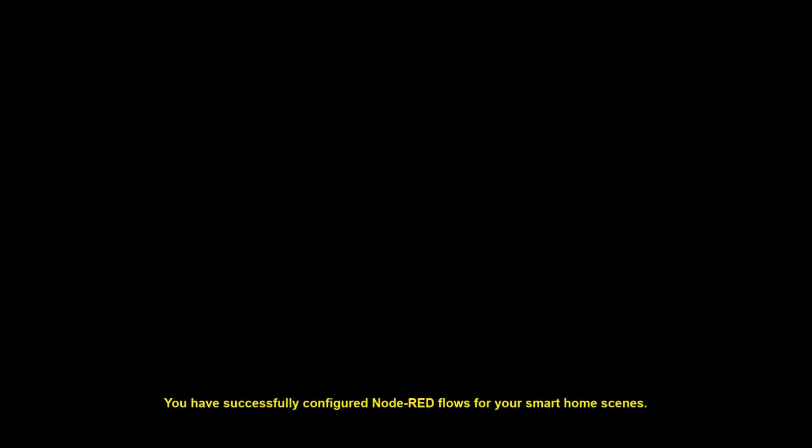Edit your function as needed to fine-tune the behavior of your smart home scene. Feel free to add more inject nodes for additional scenes and repeat the above steps for each one. Once satisfied with all scenes, ensure you save your flow by clicking on the menu in the top right corner and selecting Save. Finally, you have successfully configured Node-RED flows for your smart home scenes.